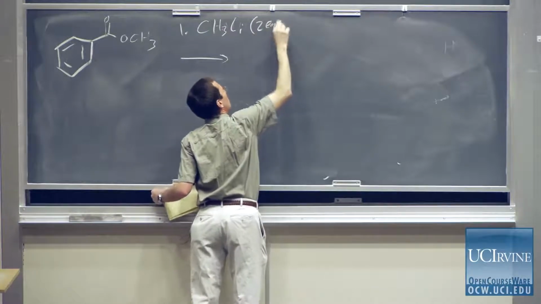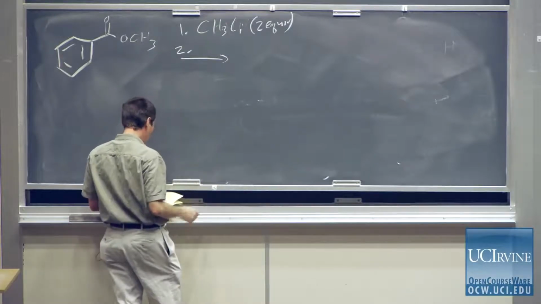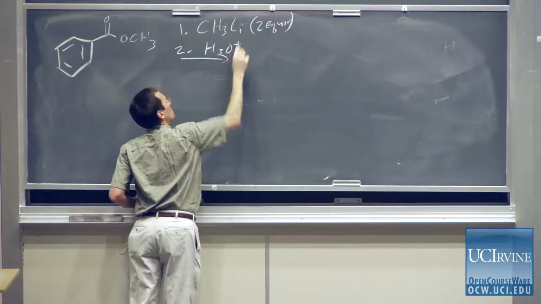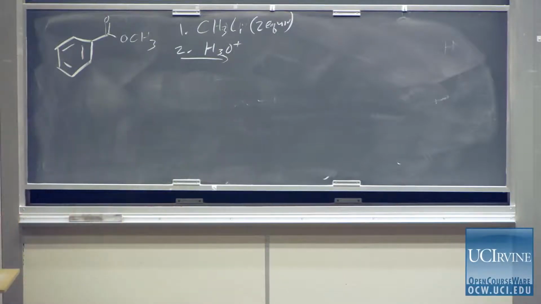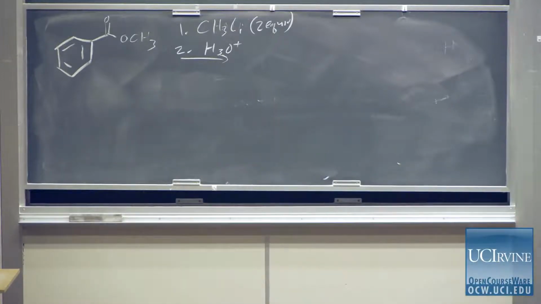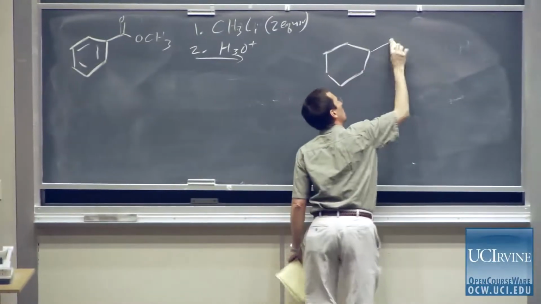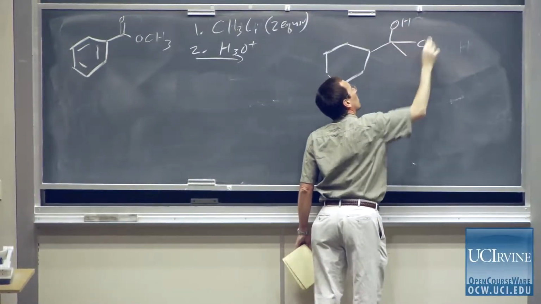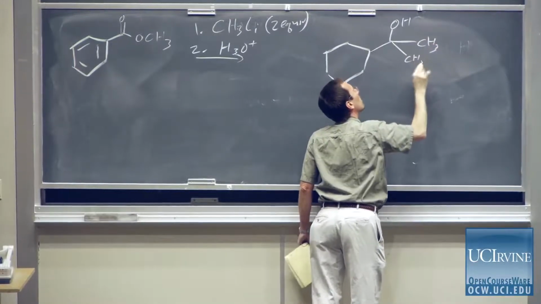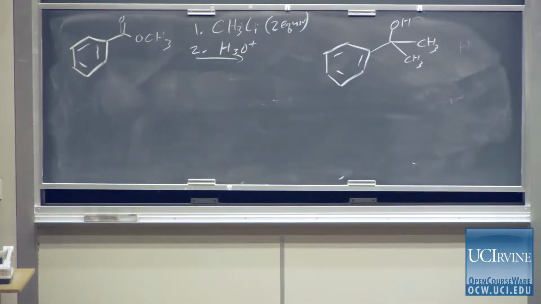And I'll write in parentheses 2 equivalents. I'll try to remind us that we're using a full amount of it. And then secondly, we'll treat this with some aqueous acid. And the product of this reaction now, instead of adding in 2 hydrides, instead of adding in 2 hydrogens, we've added in 2 methyls. It's essentially the exact same thing. And so now we've gotten an alcohol as our product in which we've added in 2 methyl groups.